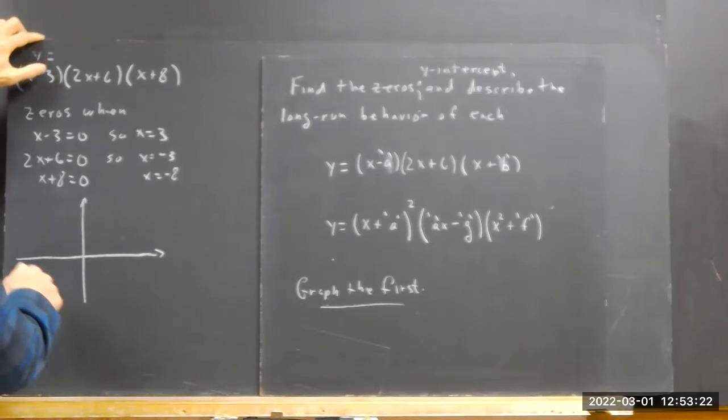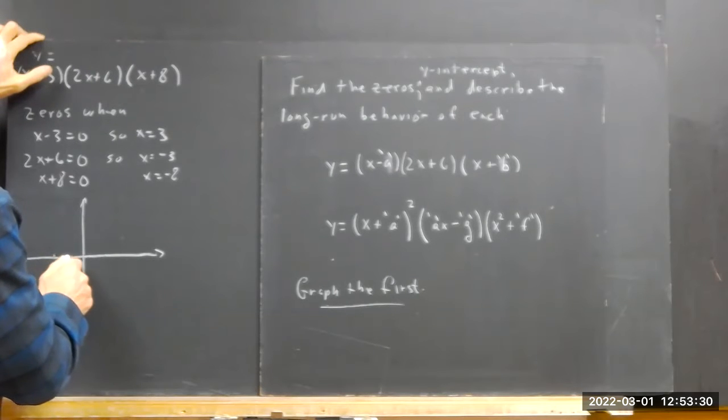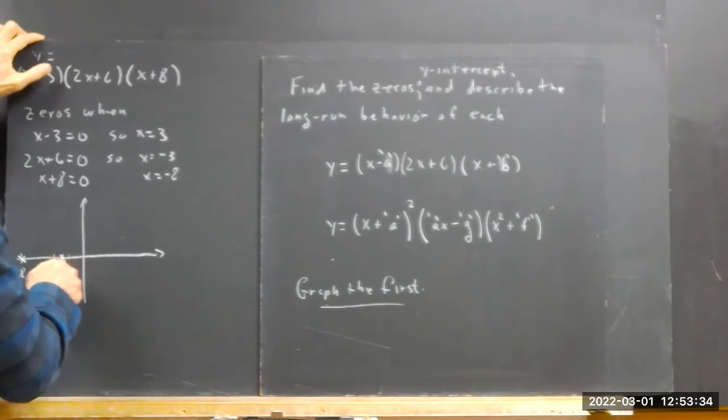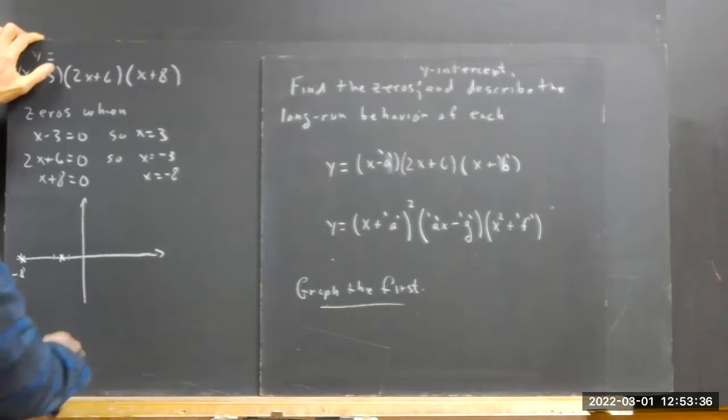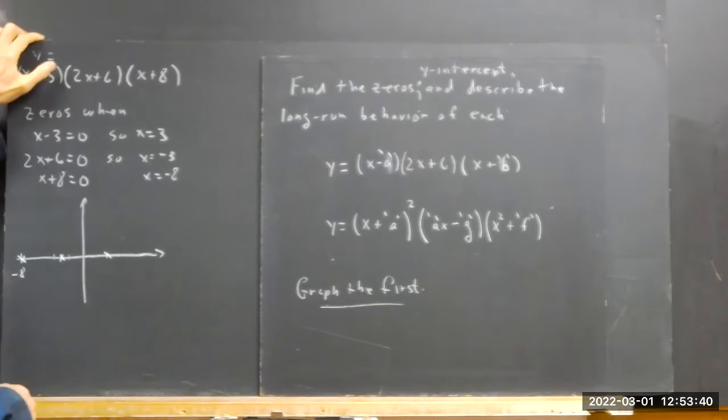Okay. x equals negative 8, we'll put that here, and there's a 0. x equals negative 3, well, let's see, that would be negative 4, that would be negative 2, that would be negative 3, that would be here. And x equals 3, well, that would be an equal distance from this side, right? So the zeros are, well, at these points. Okay, y-intercept.